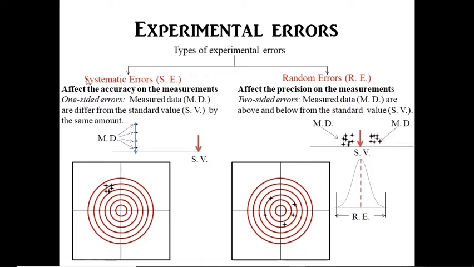What is the meaning of one-sided error? One-sided error means the measurement data differ from the standard values by the same amount. Here you can say it's the standard value. Here the repeated data will differ every time by the same amount, and all the measurements are one-sided. But in the case of random error, the measurement data are above and below the standard values. Here, this is the standard value. Your measurement data is also present here, and it will also be present here.